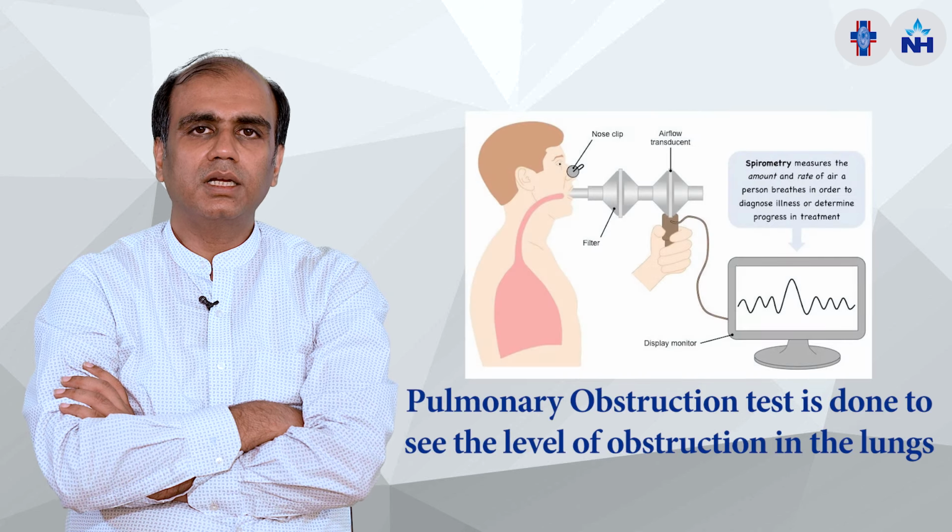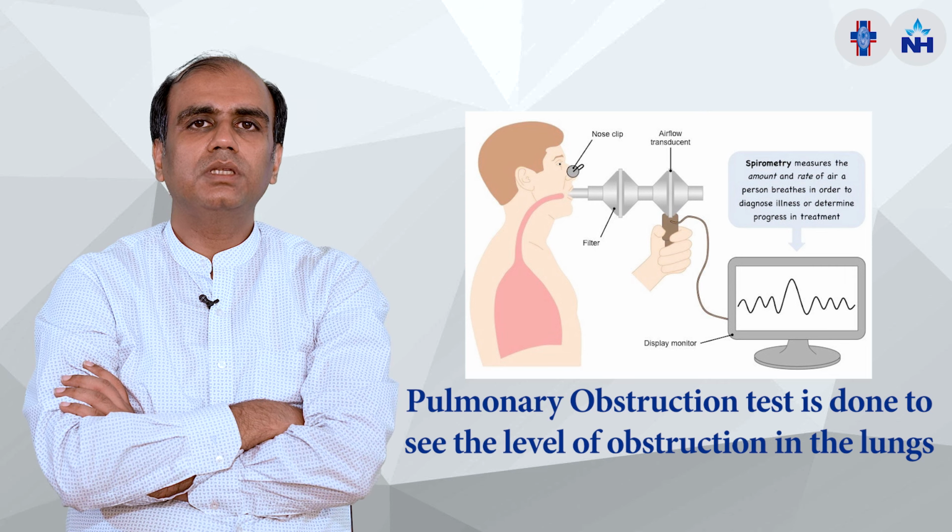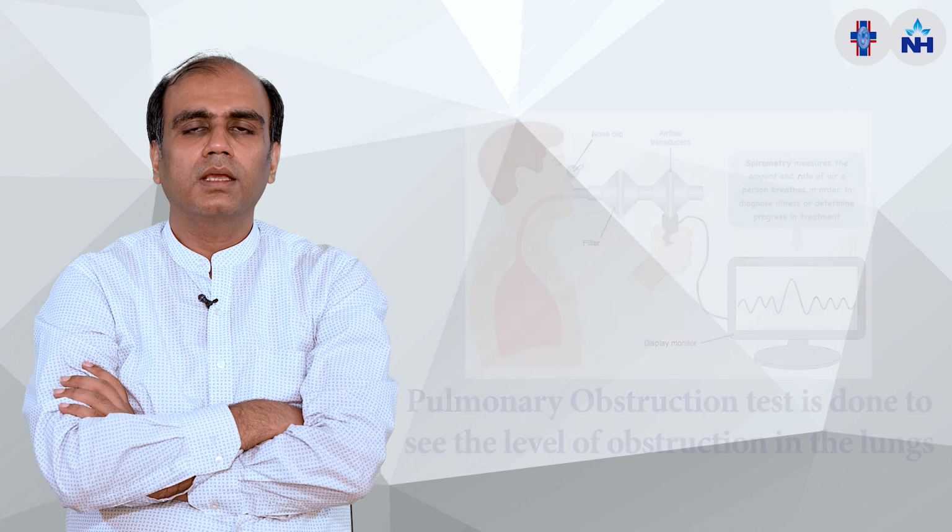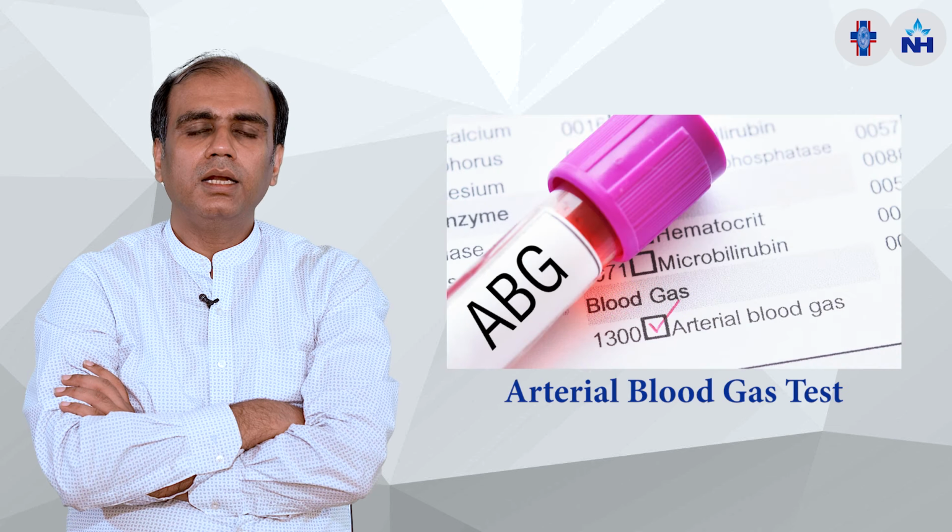Then we have to do some other tests like the pulmonary function test, in which we see how much obstruction is there in the lung. And in advanced cases we have to do arterial blood gas and a 6-minute walk test also. In rare cases, to see how much damage is there, we can do a CT scan also.